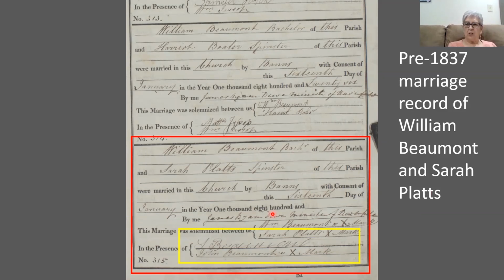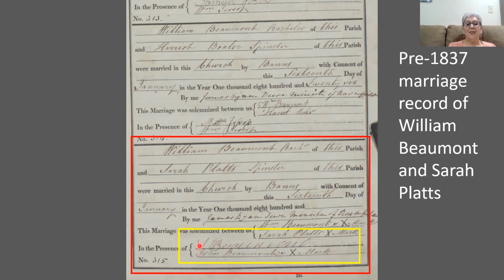We're going to look at marriage records right now. A pre-1837 marriage record will show the couple, and you can see William Beaumont here, Sarah Platt's here. It will show their place of residence, and in this case it's this parish. The parish is listed up at the top, but no fathers are mentioned in the pre-1837 marriage records.